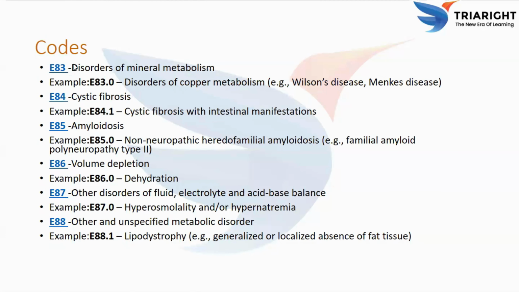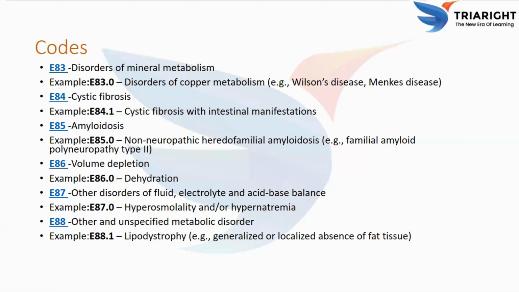And coming to the next slide, E83. So what do you mean by E83? Disorders of the mineral metabolism. So these are the diseases where the body cannot regulate minerals properly. What minerals? Such as copper, calcium, phosphorus, iron or magnesium. These minerals are essential for bones, blood, nerves and muscles, and they cannot be produced by the body. So disorders of mineral metabolism are listed under the E83 code.